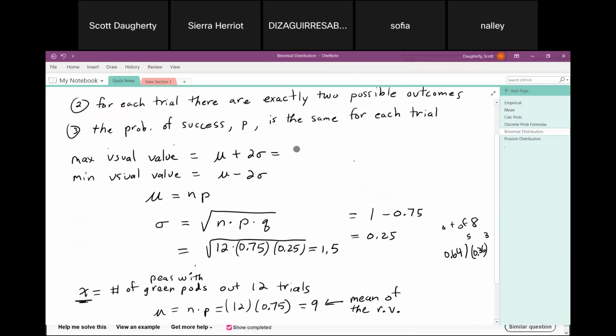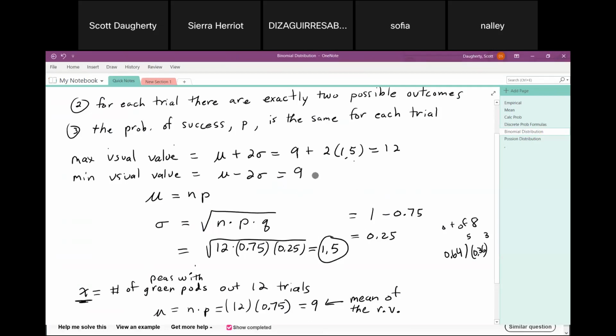Okay, so for us, the mean was 9, right? And if I go out 2 standard deviations, now remember, standard deviation is 1.5, it's going to put me at 9 plus 3, which is 12. So anything above 12 is considered unusually high. Well, that's not possible here. The most you could get out of 12 trials is 12, right? You got 12 peas with green pods out of 12. That would be right at the top of what we considered a usual value. Anything above 12 is considered unusual, so there's no way to be unusually high here, okay?